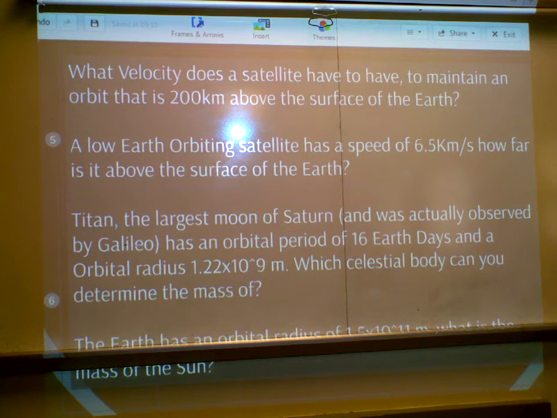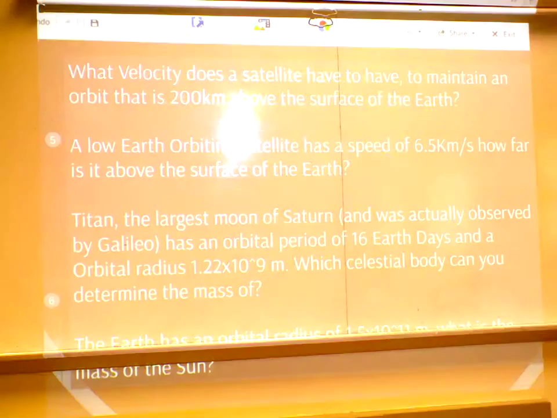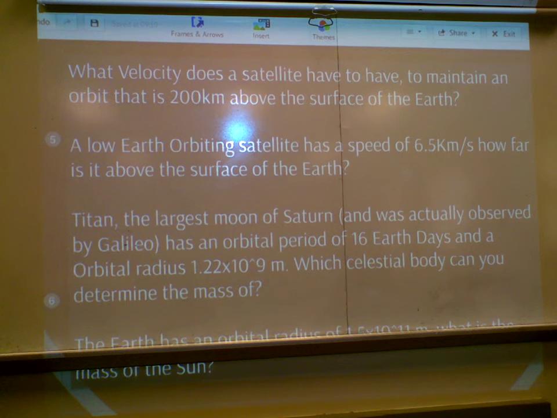Okay, so what velocity does a satellite have to have to maintain an orbit that's 200 kilometers above the surface of the Earth? In this problem, what do we know? We know 200 kilometers. So we know our radius is 200 kilometers, right? Just 200,000? No, you have to convert it to meters.